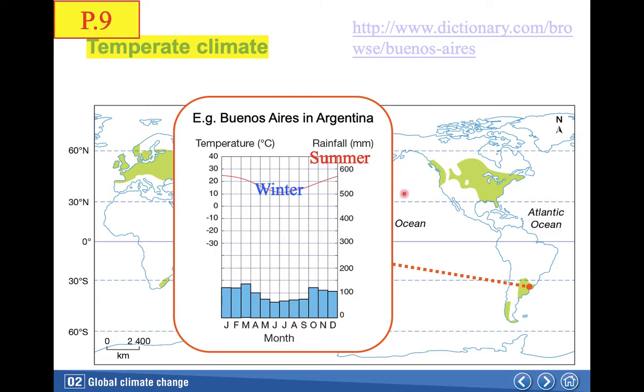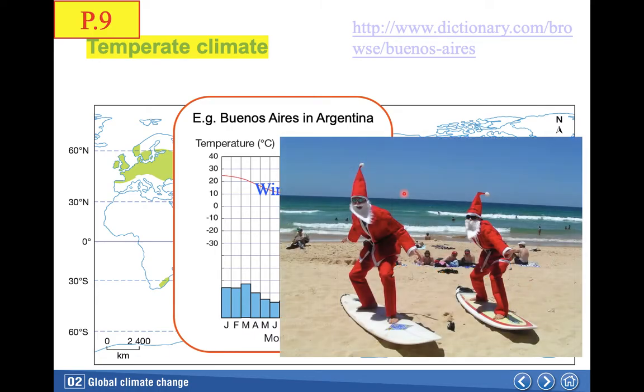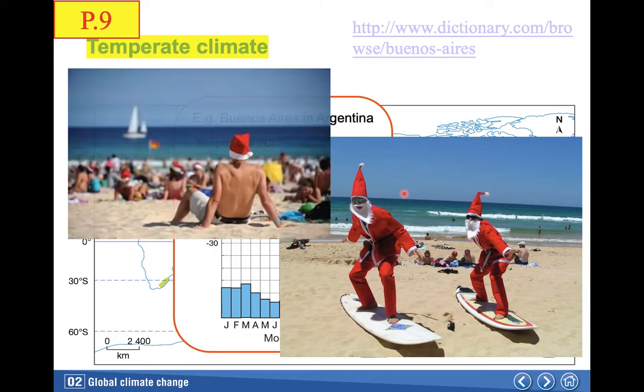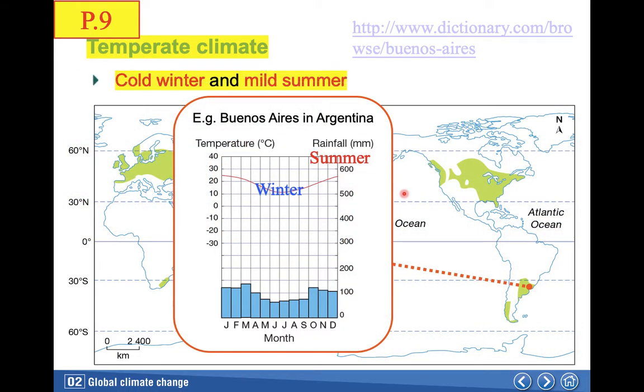But before that, let's continue to talk about the temperate climate first. You can see from this climatic chart that in their summertime, which is from December to February, they get a mild summer.